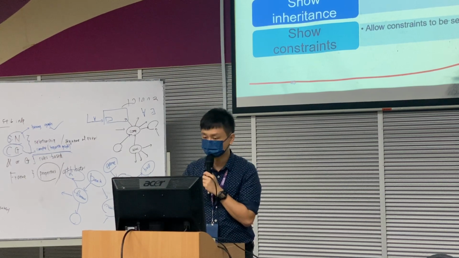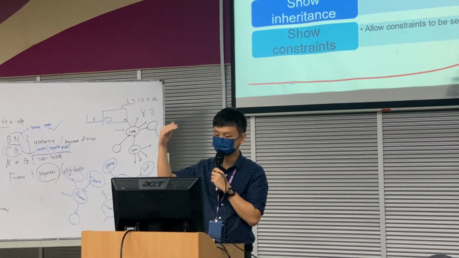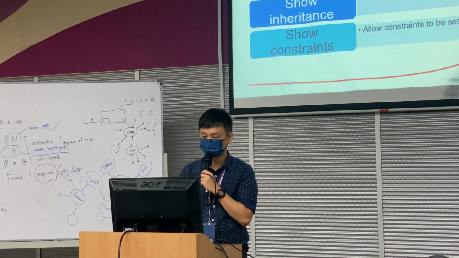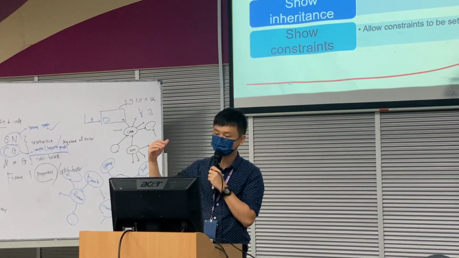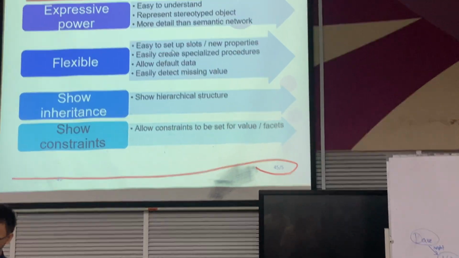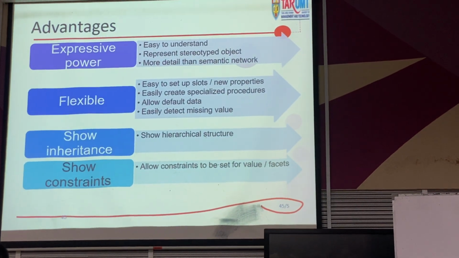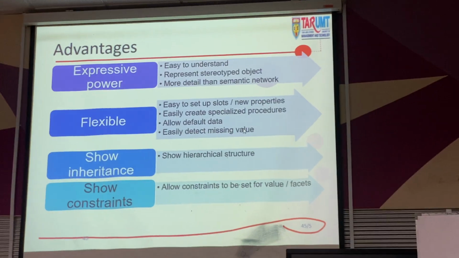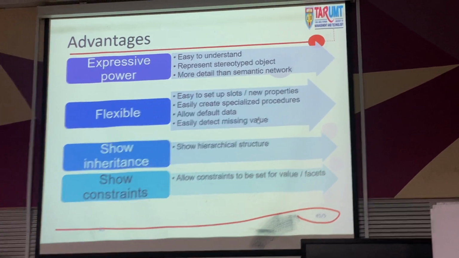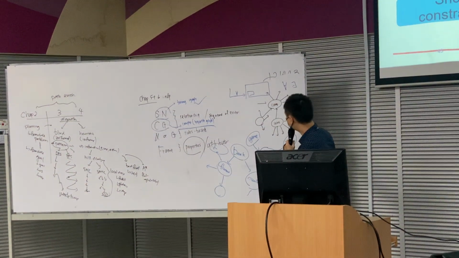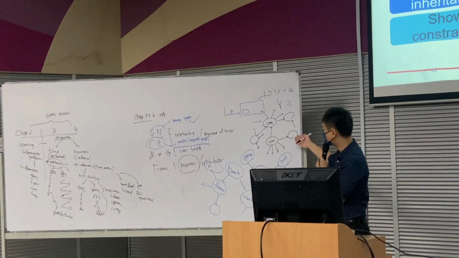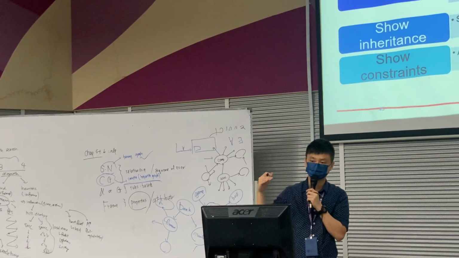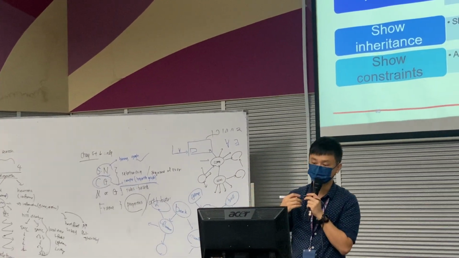Easy to understand, right? You have a frame, very organized. You can deduce the properties of each of the objects, and it's very flexible. You can easily add a class, easily add properties, or easily detect missing values. Unlike in a semantic network, if you have a very big one, you may miss out one of the important elements or properties. But through the frames, you can easily spot the missing value or missing properties.